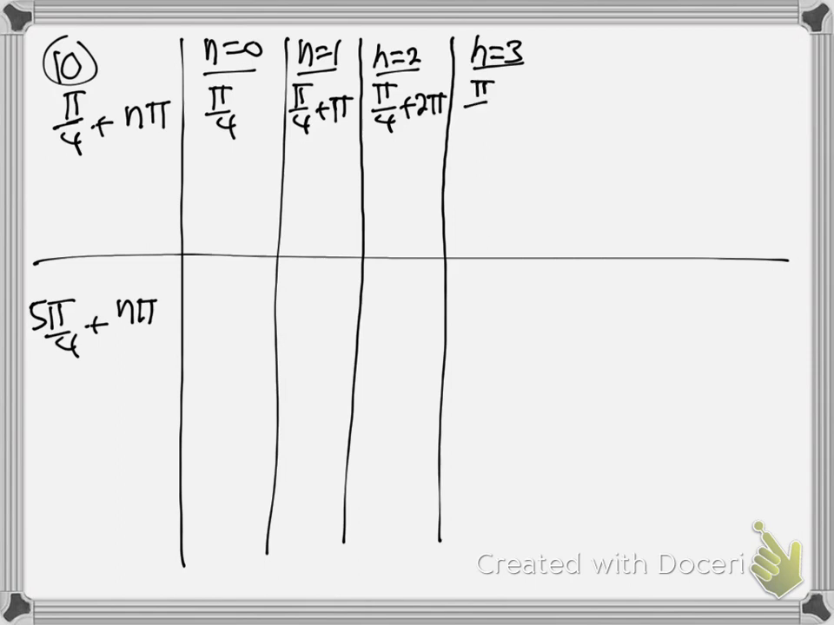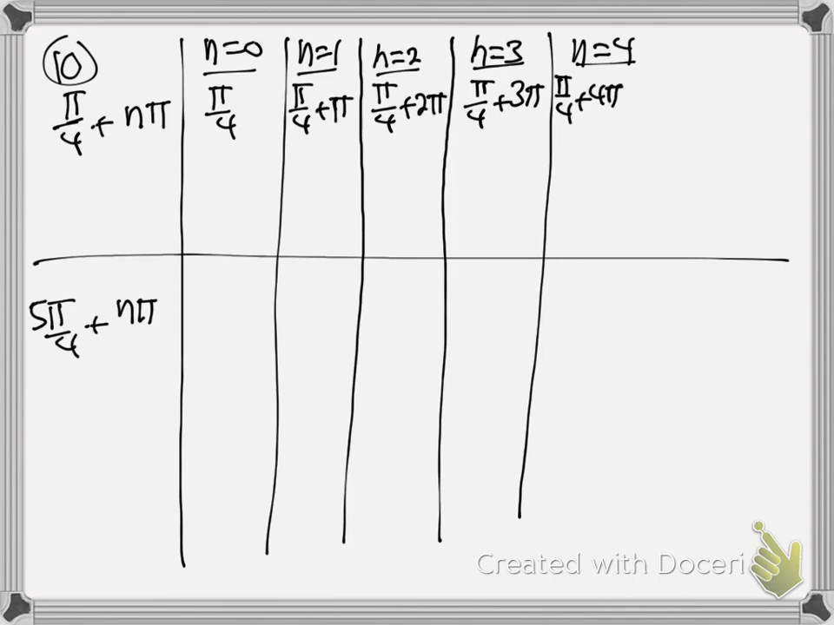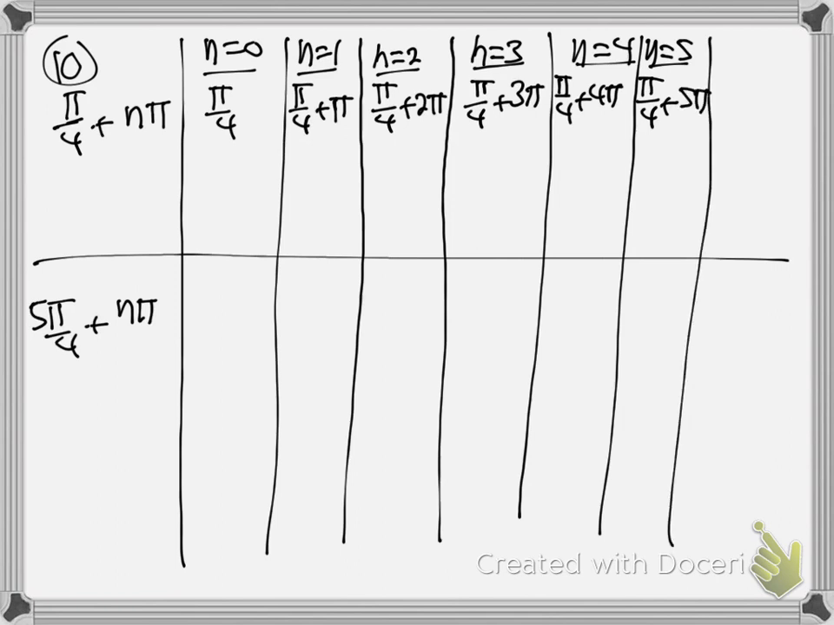N equals 3. Pi over 4 plus 3 pi. N equals 4. Pi over 4 plus 4 pi. Oh, wow, that's going to keep going and going. This is a terrible problem. N equals 5. 6, I believe. Is it? Plus 5 pi. Or 6 is the highest. Pi over 4 plus 6 pi.